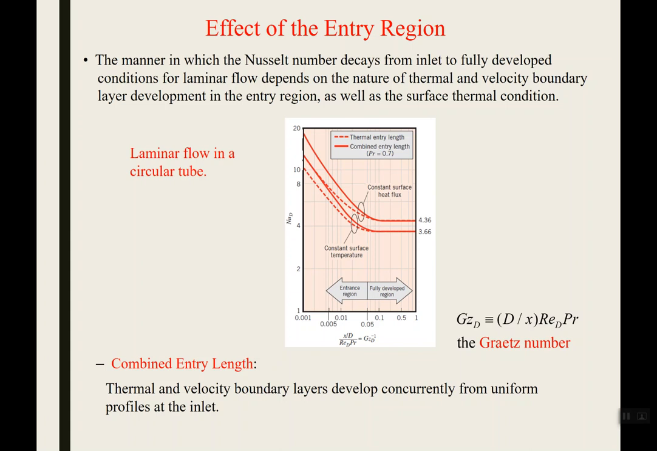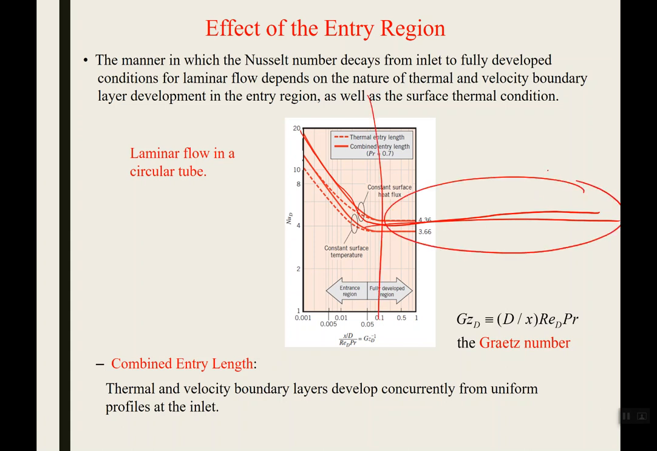When you are dealing with entry regions and you want to calculate your heat transfer coefficients in that entry region, you would use something called the Graetz number. I typically won't worry too much about that, but you can see that your heat transfer coefficient in that entry region might be changing, but eventually it'll level off. So if you have a really, really long pipe, you can just neglect what's happening at the beginning and just focus on what's happening at the end of the pipe.